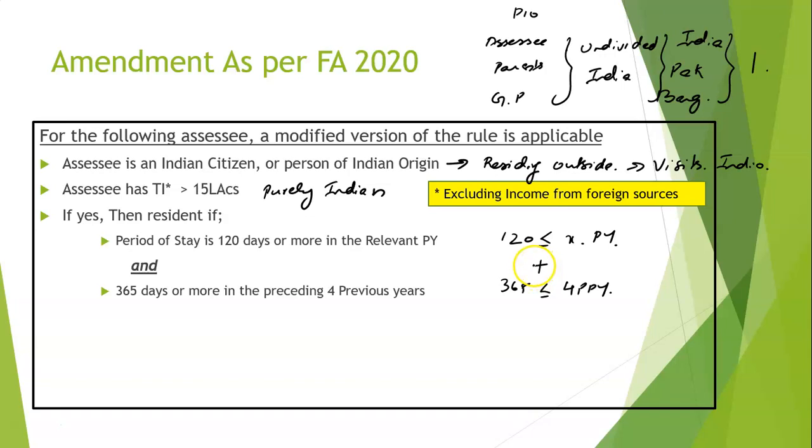Understood? So take the example of Mr. A. Mr. A is a person of Indian origin and he is residing in the United States. He comes to India. He earns around, say, 17 lakhs of income, purely from India. Alright. Now to determine the residential status of Mr. A, we need to check whether Mr. A stays for a period of 120 days or more in the previous year. And on top of that, check whether Mr. A is staying in India for the 4 preceding previous years for 365 days or more. If both are satisfied, Mr. A shall be treated as a resident.